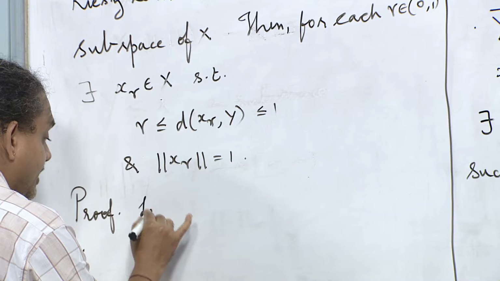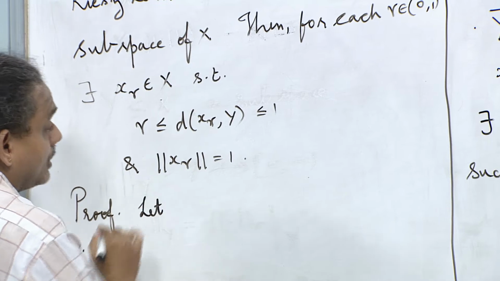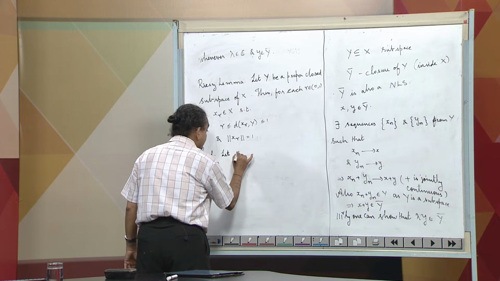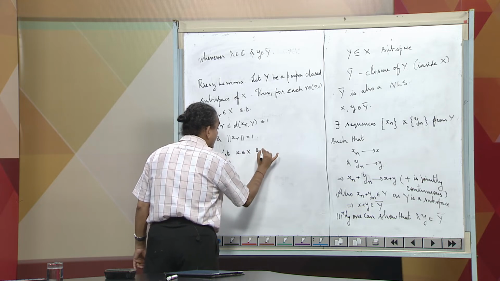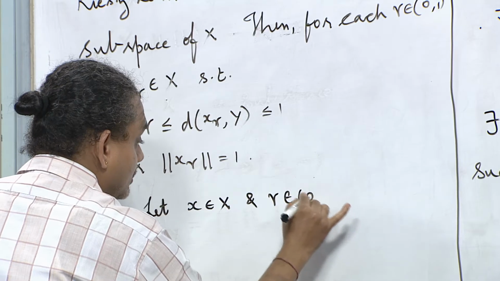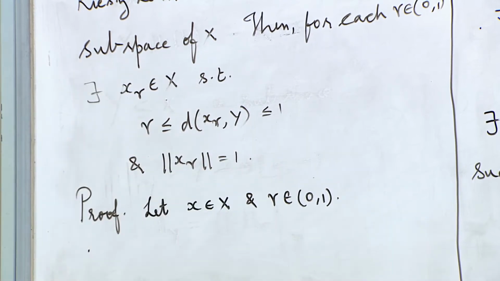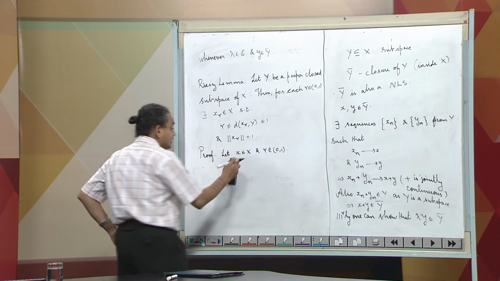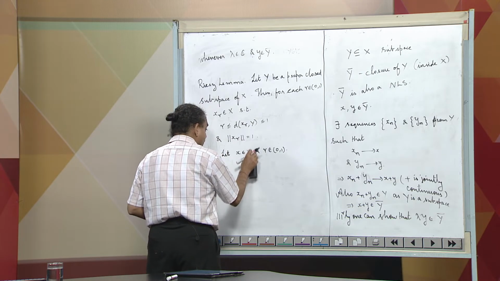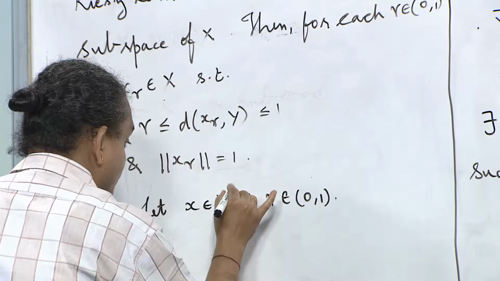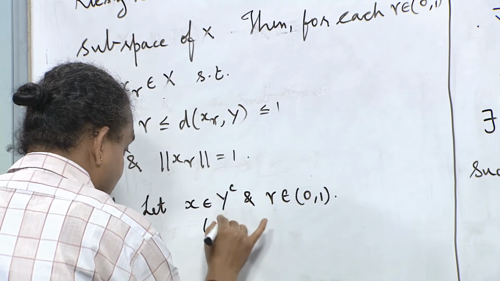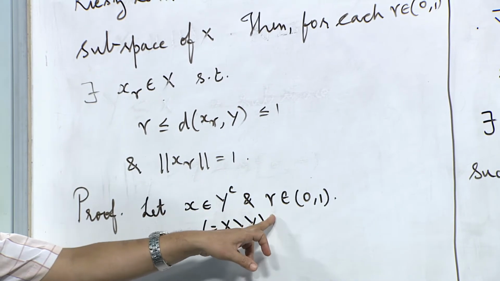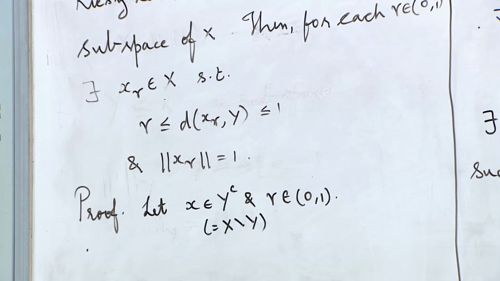So, let us fix an x and r in (0,1). In fact, not only that, x is going to be from Y complement, that is the whole point here, which is X minus Y. And you have a scalar r in the open interval 0 to 1.